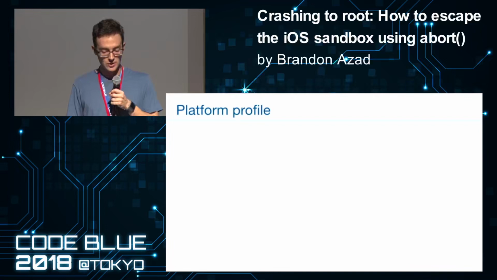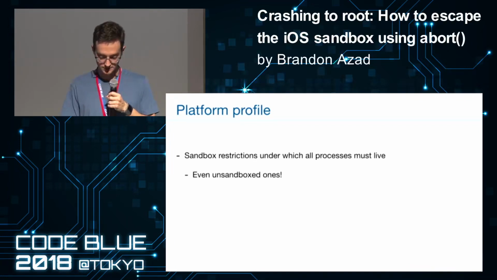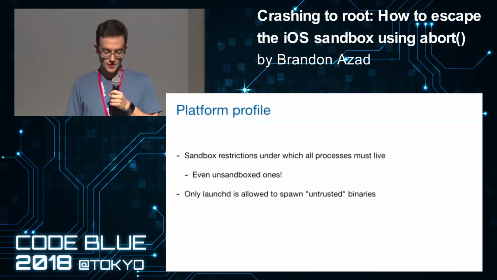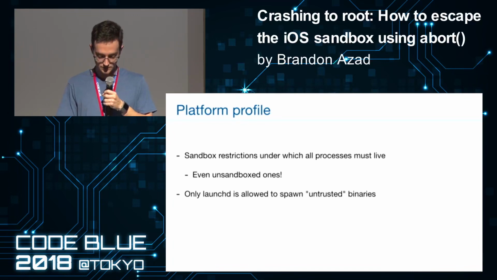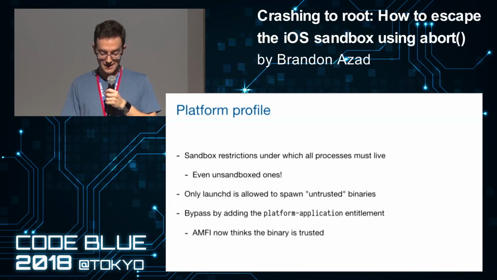And the problem here is that we're running against the platform profile, which is a set of sandbox restrictions under which all processes on the system must live, even unsandboxed ones. Thus, even though ReportCrash is unsandboxed and runs as root, it's still bound by the rules of the sandbox profile. And one of those rules is that only launchd is allowed to spawn so-called untrusted binaries. We can bypass this restriction by simply adding the platform-application entitlement to our payload, and this will make AMFI think that the binary is trusted.